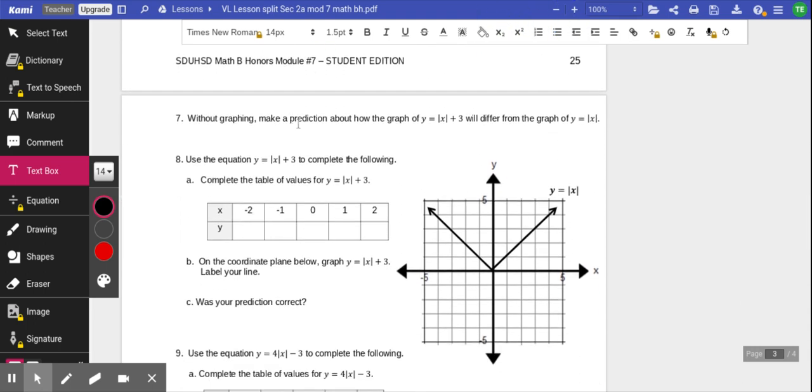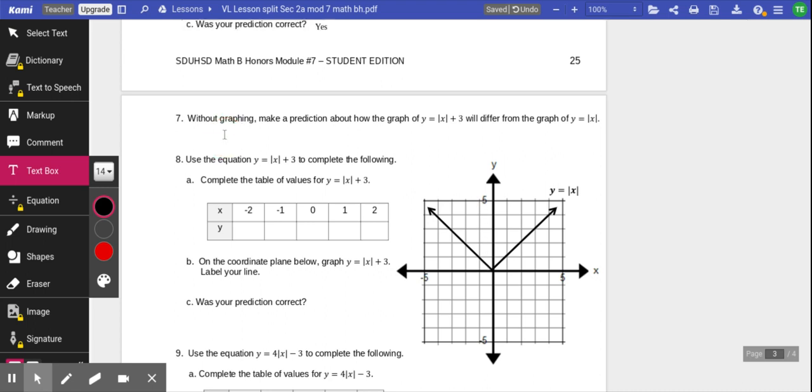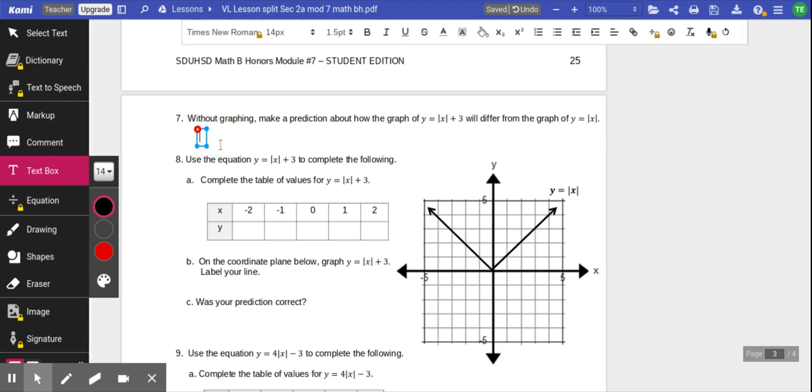Without graphing, make a prediction about how y equals the absolute value of x plus 3 will differ from the graph of y equals the absolute value of x. Well, look, they're adding 3 to every value, so I'm shifting up 3. It will be vertically shifted up 3.